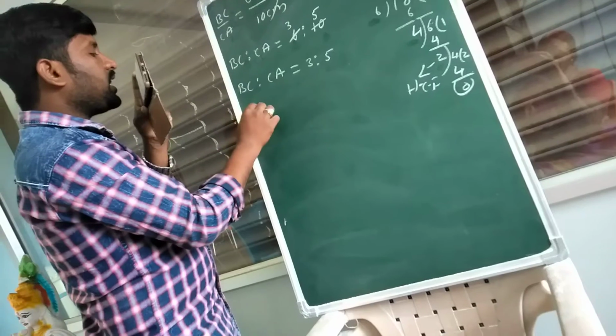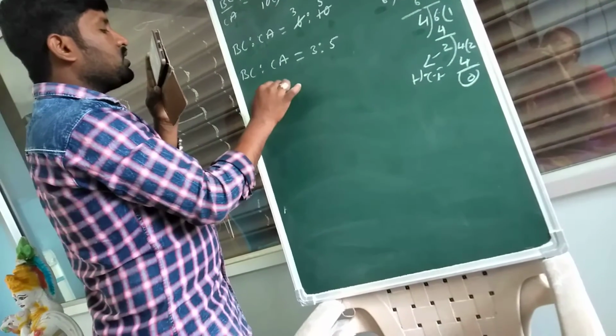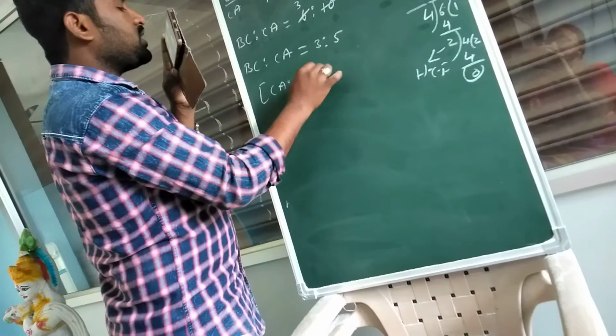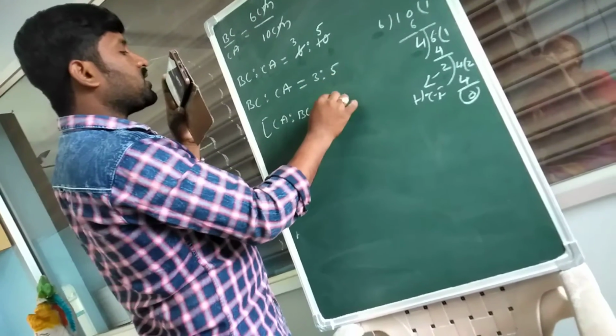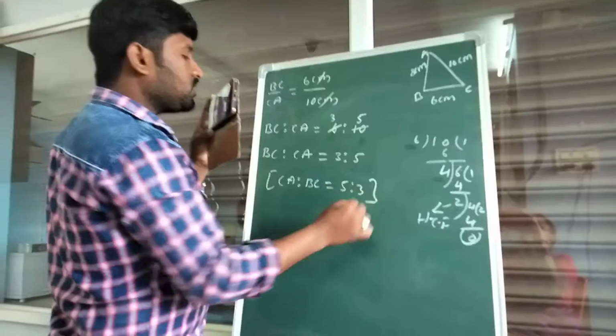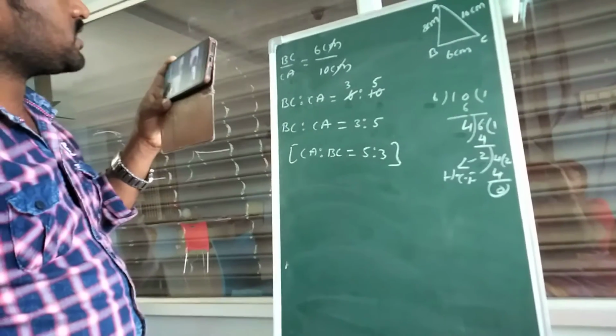Similarly, writing it again, if you take CA is to BC is equals to, reversing it, that is 3 is to 5 becomes 5 is to 3. Okay students?